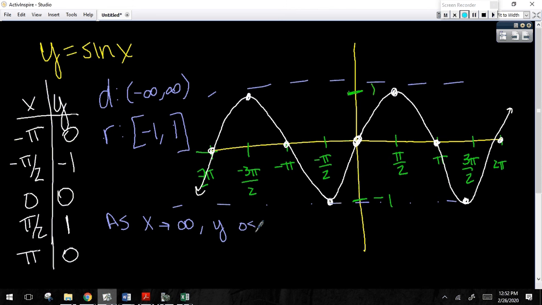So it oscillates between what two values? -1 and +1. We can't say it goes to a certain value because it doesn't. As I move further and further and further, it goes -1, +1, -1, +1, -1, +1, and it keeps on going, right? Does that make sense? How about as x approaches negative infinity?